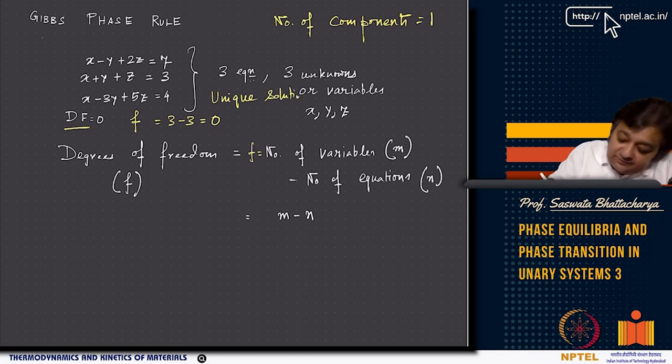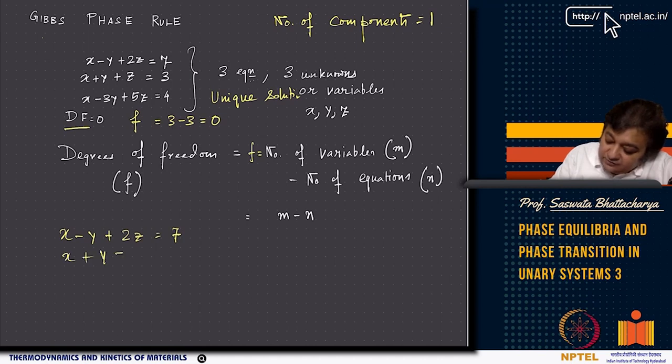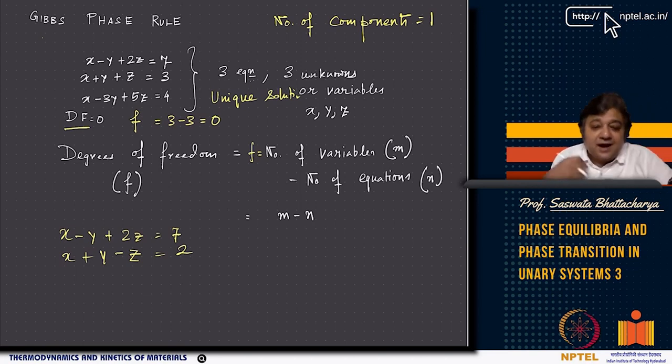However, let us think of a set of equations like this: x minus y plus 2z equal to 7 and x plus y minus z equal to, say, 2. Now, in such a case, you have three variables, but only two equations. So you have the freedom to choose either x or y or z. You can choose some value of x, then you can solve it. And the number of ways you can choose the value of x is infinity. Again, I can choose y, and again the number of ways is infinity. Again, for z, the same.